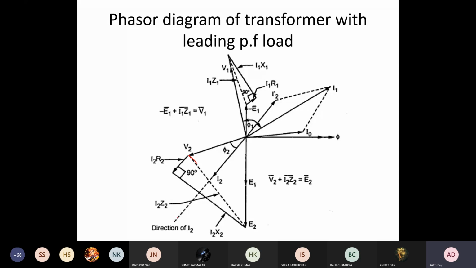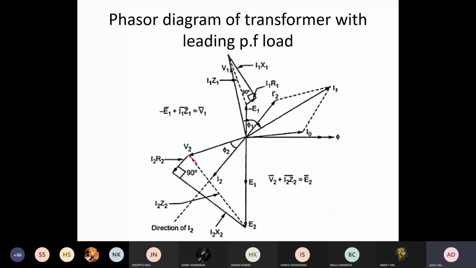You have to extend this dotted line, and adjust with the scaling factor n2 by n1 so that you get your I2 dash, by which your primary is drawing the current from the source and neutralizing the MMF. So this is I2 dash plus I0. Phasor sum of these two is I1.